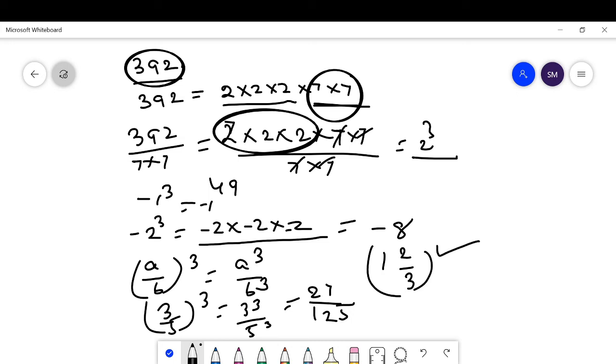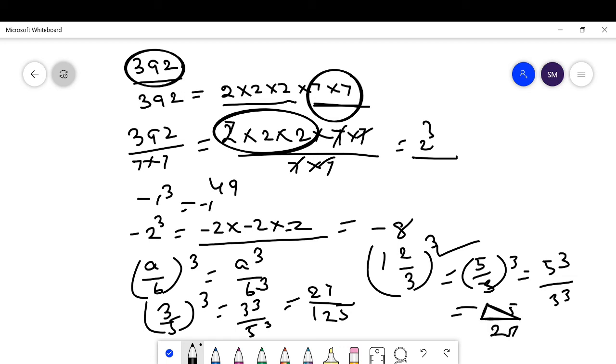a mixed number. When a mixed number is given and you have to find out its cube, then at first make the mixed fraction into an improper fraction. 3 ones are 3, plus 2. This is 5 upon 3. Then find out its cube. 5 upon 3 whole cube means 5 cube upon 3 cube. 5 cube is 125, 3 cube is 27. Then this is 125 upon 27.